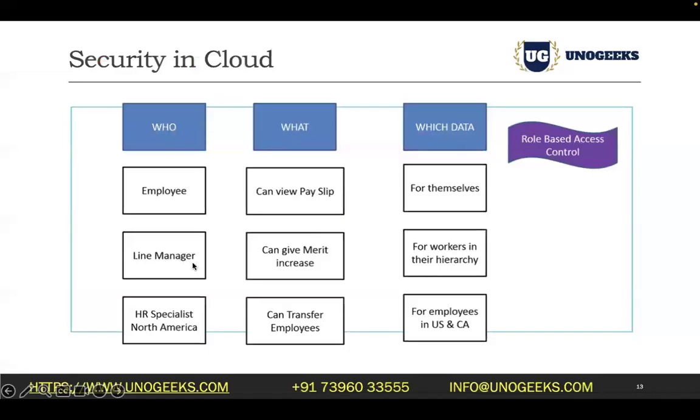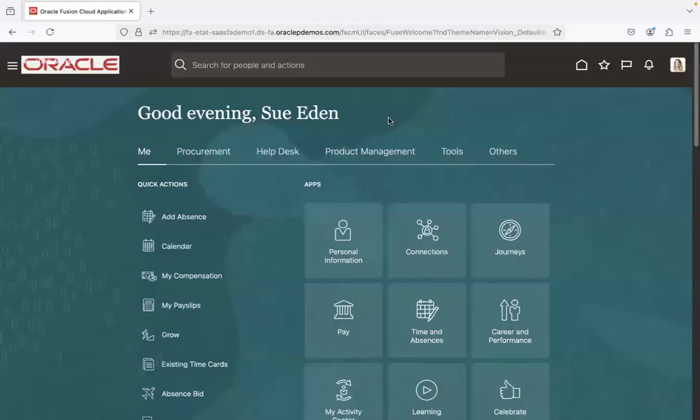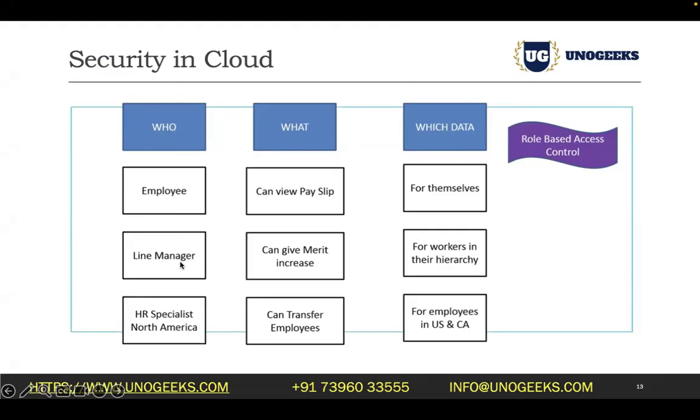And if you take a case of a line manager, say for example, a line manager logs into the application, not an employee. What he should be able to do is give a hike, and to whom he should be able to give a hike: the employees or workers in his hierarchy. So if I have 10 employees reporting to me as a line manager, I should be able to give a hike to only those 10 employees, not to all the 50,000 employees we have in the company.